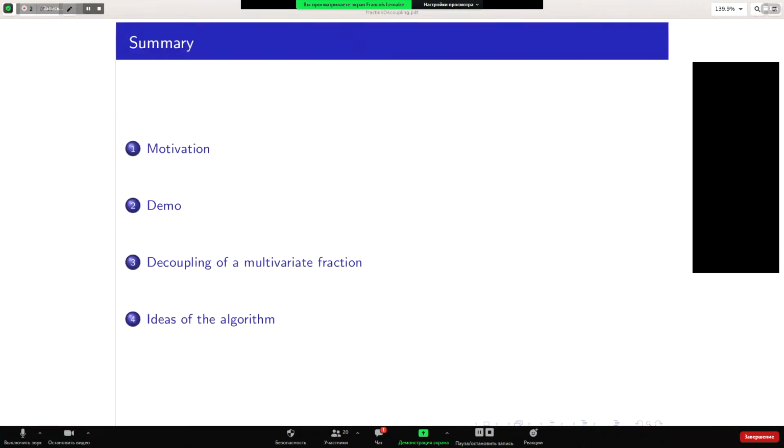So the talk is quite easy. So I will first motivate the subject, make a small demo, and explain more precisely what we mean by the decoupling of a multivariate fraction. I forgot to say that the talk is about computing nice representations of multivariate fractions. And I will finish with the ideas of the algorithm.